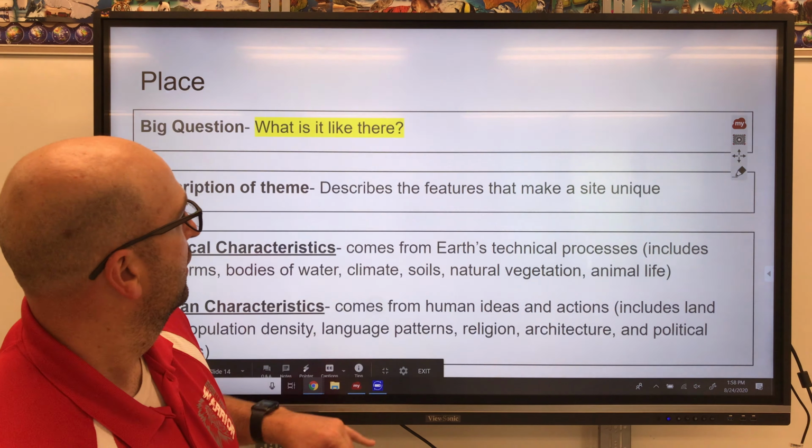Our next theme, human environment interaction. And our big question is, what is the relationship between people and their environment? So we're looking at how people affect the environment and also how the environment affects people. In fact, there are 3 ways that people can affect their environment, as far as categories. We can depend on the environment, where we get our basic needs from the environment itself.